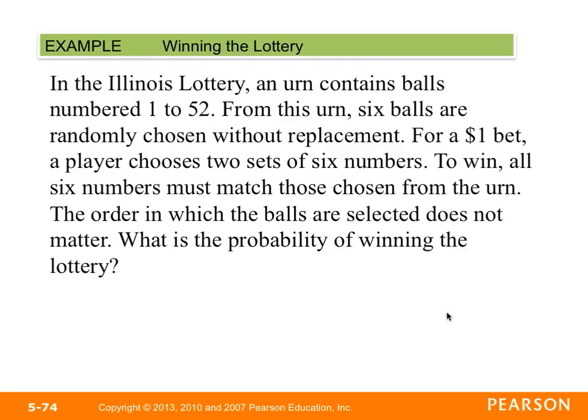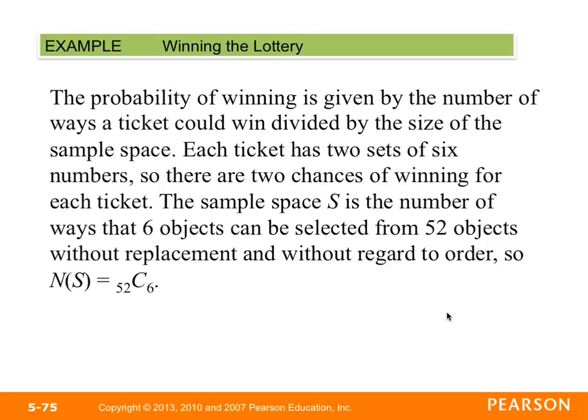Okay, let's look at this example here. In the Illinois lottery, an urn contains balls numbered 1 to 52. From this urn, 6 balls are randomly chosen without replacement. For a $1 bet, a player chooses 2 sets of 6 numbers. To win, all 6 numbers have to match those chosen from the urn. The order in which the balls are selected does not matter, and we want to know the probability of winning the lottery. If you think about this for a minute, the probability of winning is given by the number of ways a ticket could win divided by the number of outcomes in our sample space.